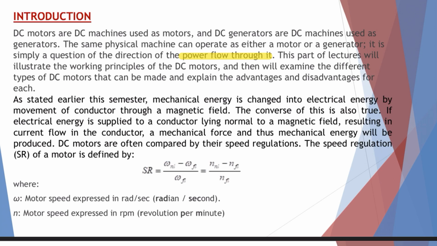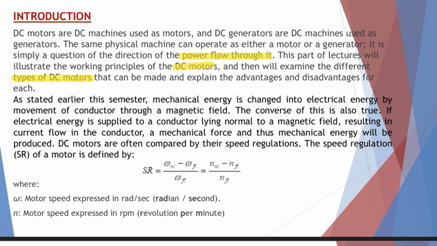This part of the lectures will illustrate the working principles of DC motors, and then we'll examine the different types of DC motors that can be made and explain the advantages and disadvantages of each. Okay guys, so we're going to start now with the motors. We already finished the types of the DC generators. Now we will start with the types of DC motors.